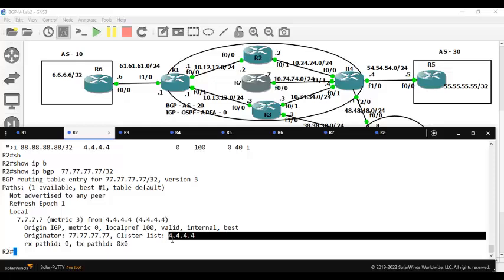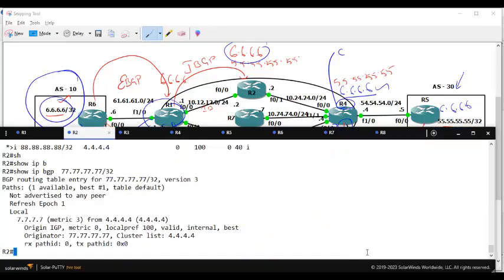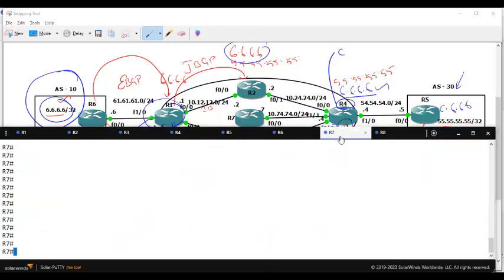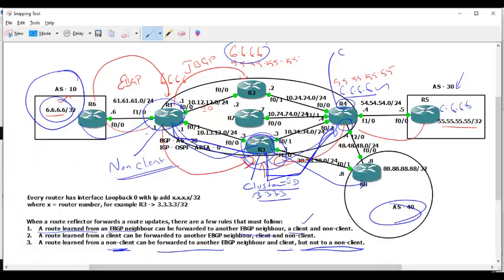But not be sent to a non-client, meaning 6.6.6.6 will still not be seen in router 1. Go and check on router 1. Show IP BGP. You see, it has not come because the rule says it cannot be sent to a non-client. Did you understand? You see, it will be sent to a client, it will be sent to an eBGP, but it will not be sent to non-client. R7 is a non-client, that's why it did not send.